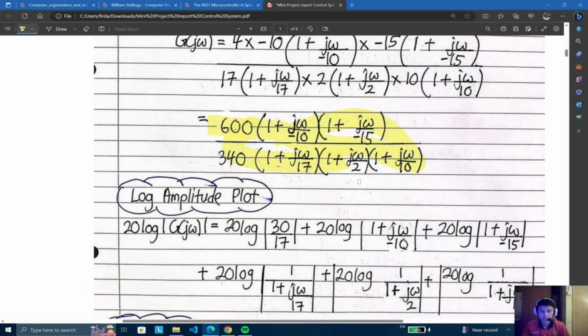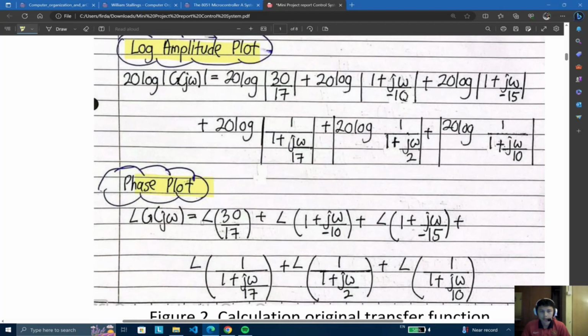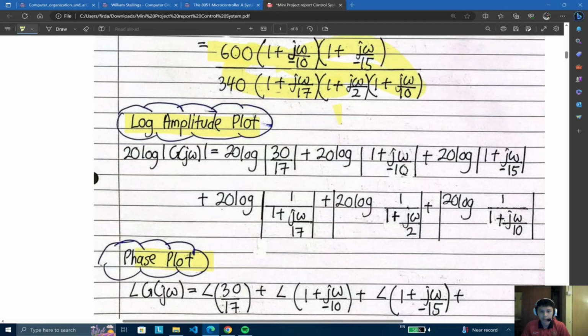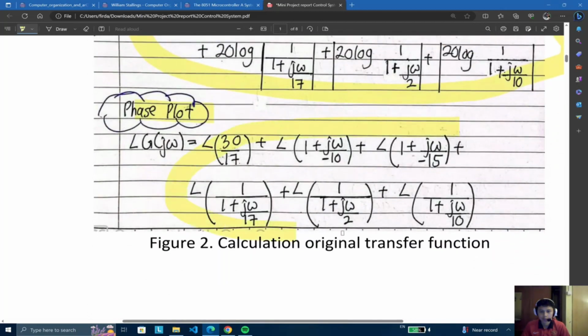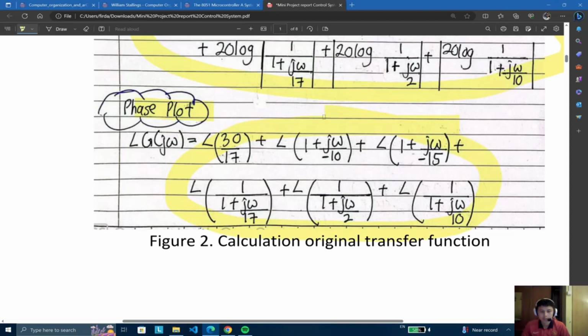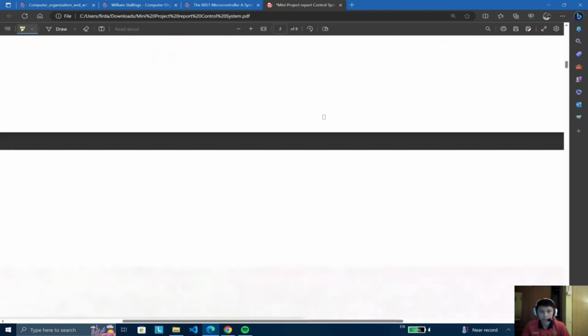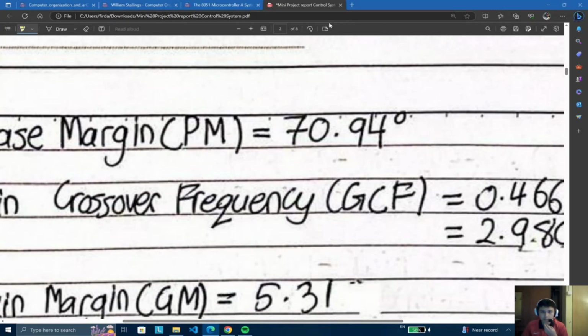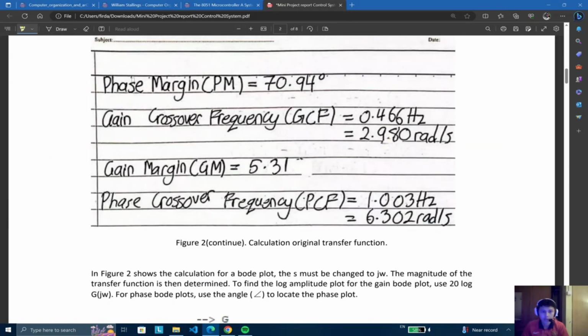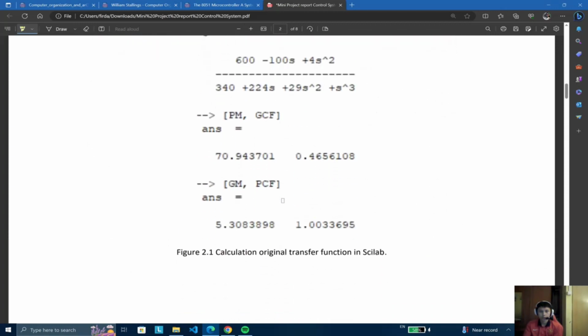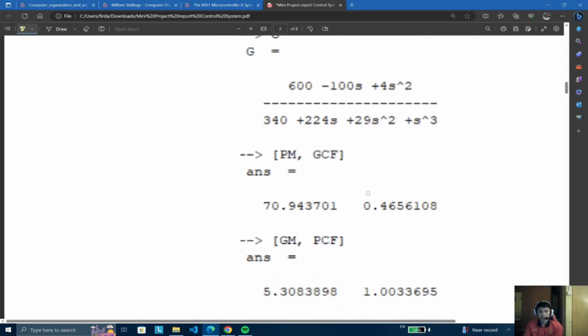Next, I need to separate the transfer function for the log amplitude plot and the phase plot. So this is the log amplitude plot, and this is the phase plot. Next, I use Scilab and the Bode plot technique to obtain the phase margin, gain crossover frequency, gain margin, and phase crossover frequency. So this is the result from Scilab.